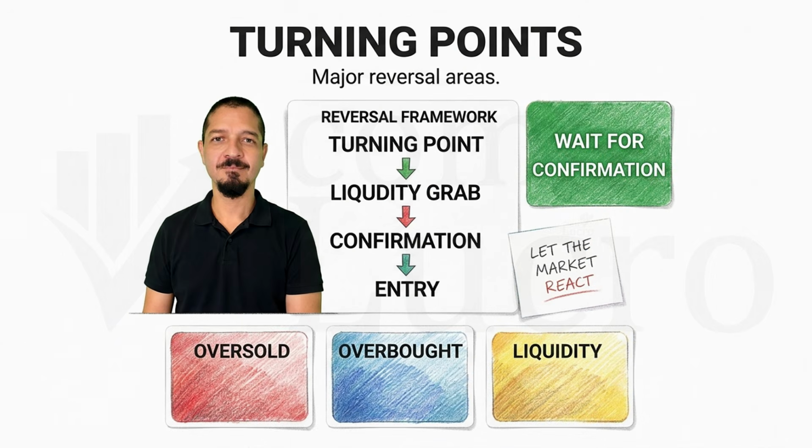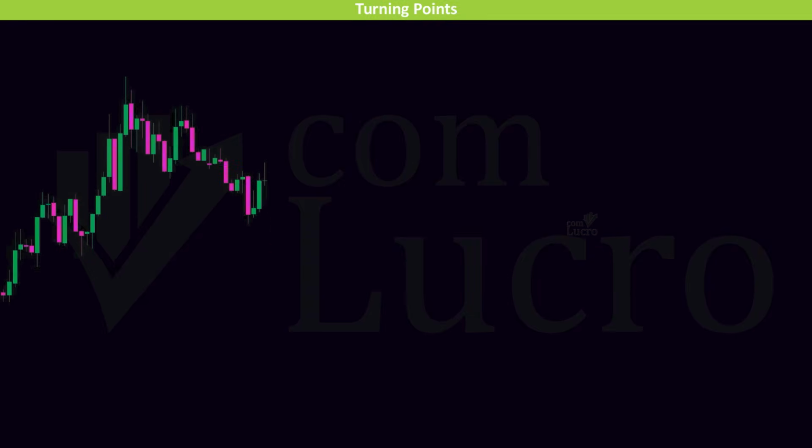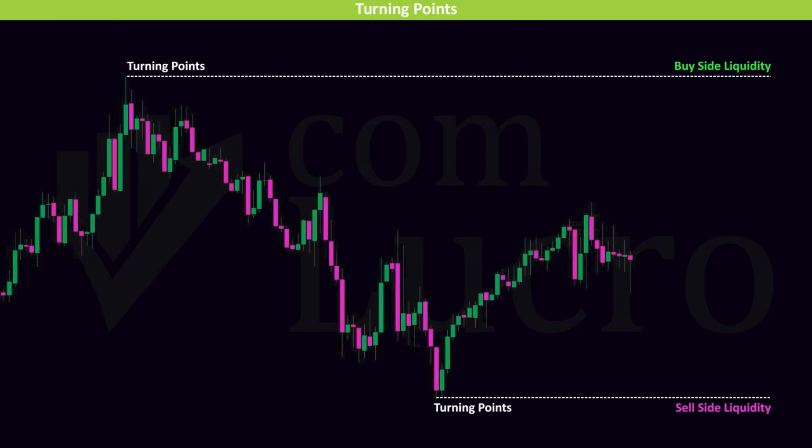Now let's talk about the next key liquidity zone, turning points. Turning points are areas on the chart where price changes direction after an extended trend. These levels are often seen by traders as overbought or oversold areas, which increases the chance of a reaction when price returns to them. They contain significant liquidity because they attract attention from both retail traders and institutional participants.